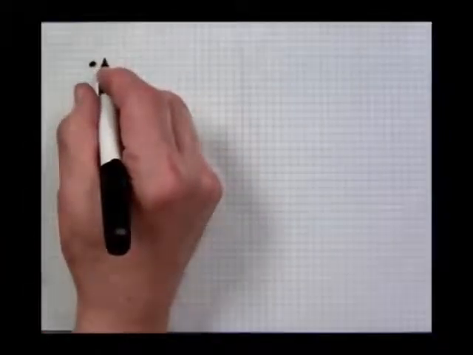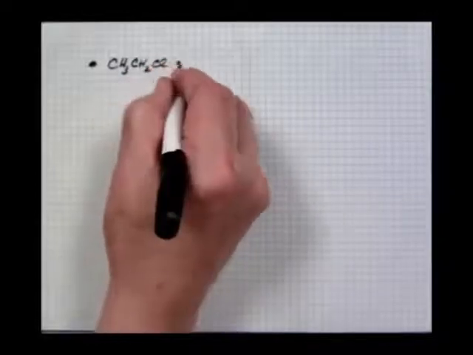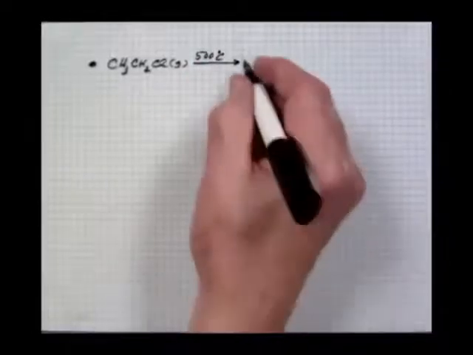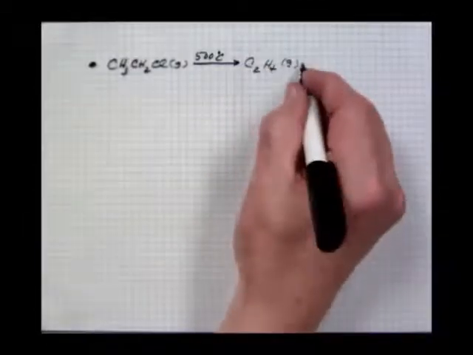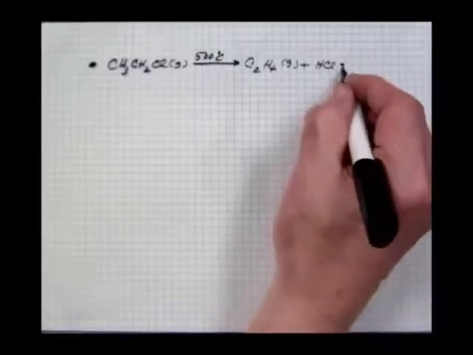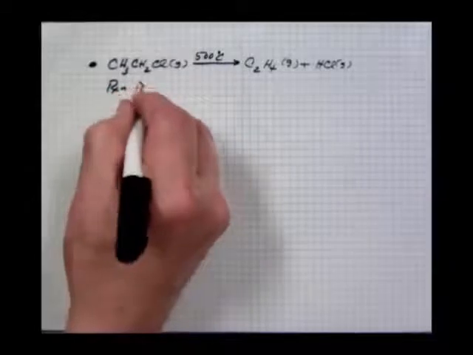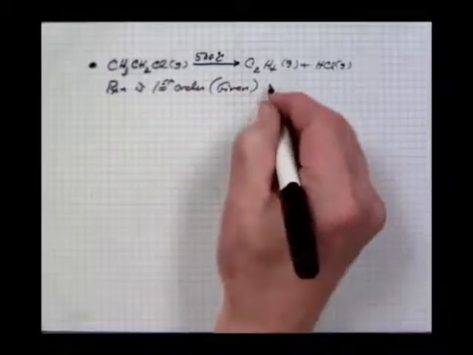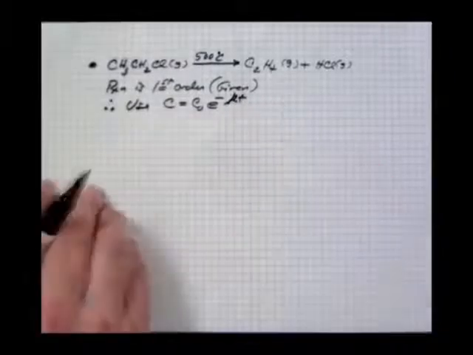So in this problem, we're given ethyl chloride heated at 500 degrees goes to C2H4, looks like ethylene, plus HCl, also a gas. Of course, the reaction is first order. Therefore, use C equals C sub O e to the minus KT equation.